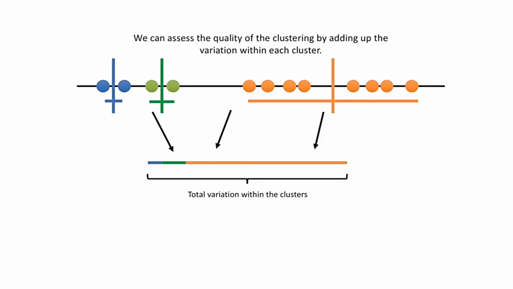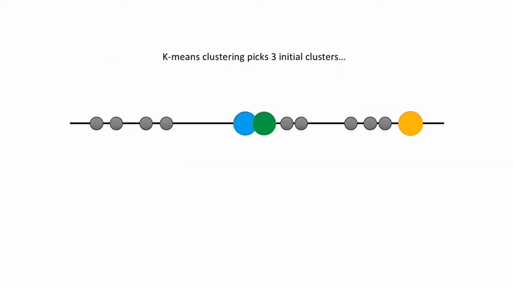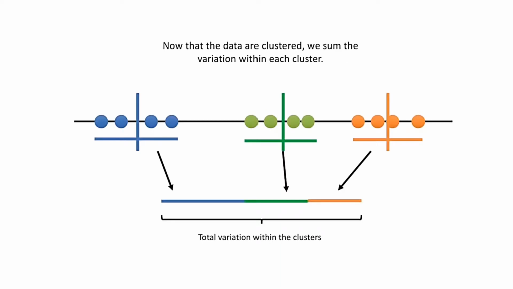Since k-means clustering can't see the best clustering, its only option is to keep track of these clusters and their total variance and do the whole thing over again with different starting points. So here we are again, back at the beginning. The k-means clustering picks 3 initial clusters and then clusters all the remaining points. Calculate the mean of each cluster and recluster based on the new means. It repeats until the clusters no longer change.